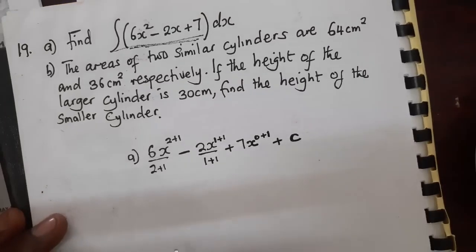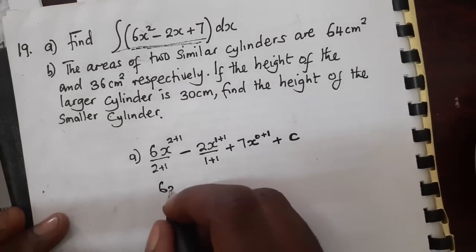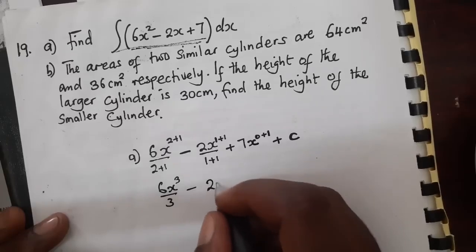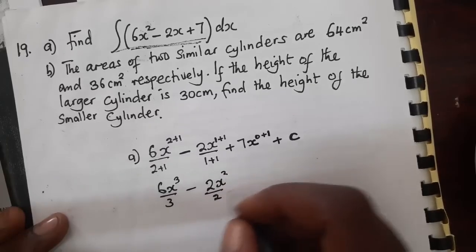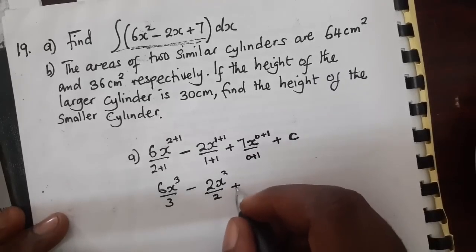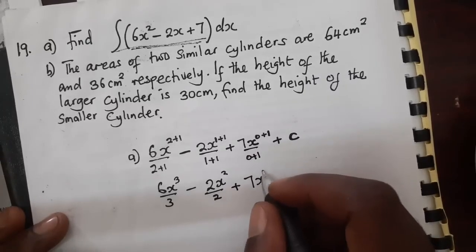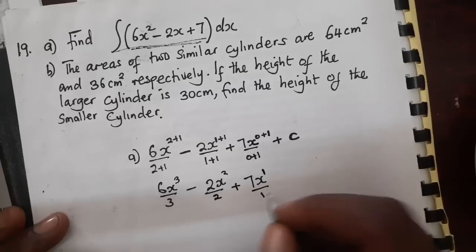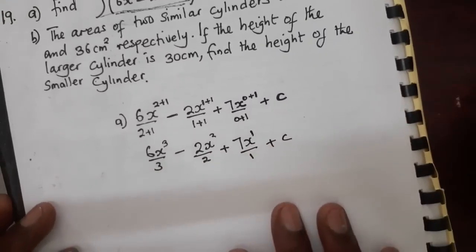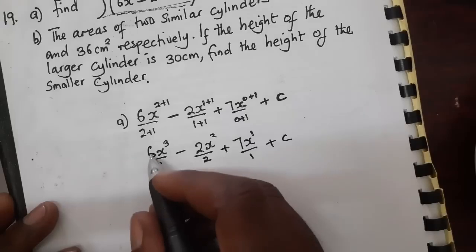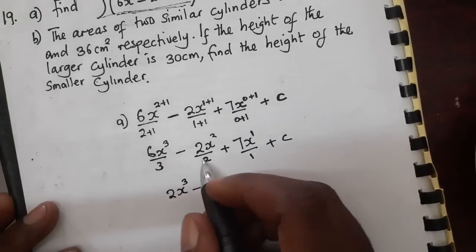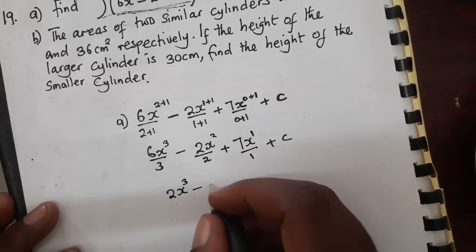All right? So this is going to give us 6x to the power 3 over 3 minus 2x to the power 2 over 2. So here we're supposed to have plus 7 over 1 plus c. So what do we get here? So this is going to give us 3, you divide it into 6, this will give you 2 power 3 minus 2 divided by 2, you get 1.